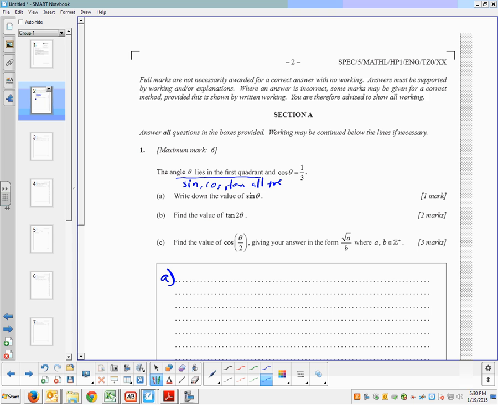So part A. To get sine theta, I'm going to use the relationship that sine squared theta plus cos squared theta is 1. So cos squared theta is a ninth. Sine squared theta plus a ninth is equal to 1, which means that sine squared theta is 1 minus a ninth. So that's 8 ninths. Which means that sine theta is equal to positive root 8 over 3.